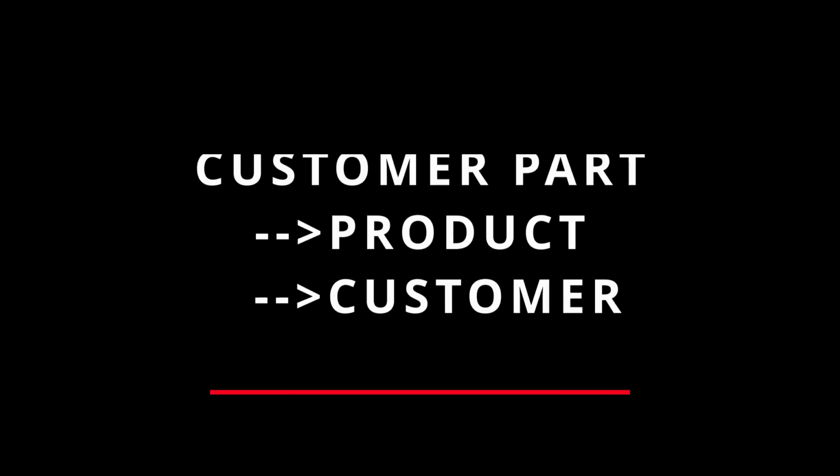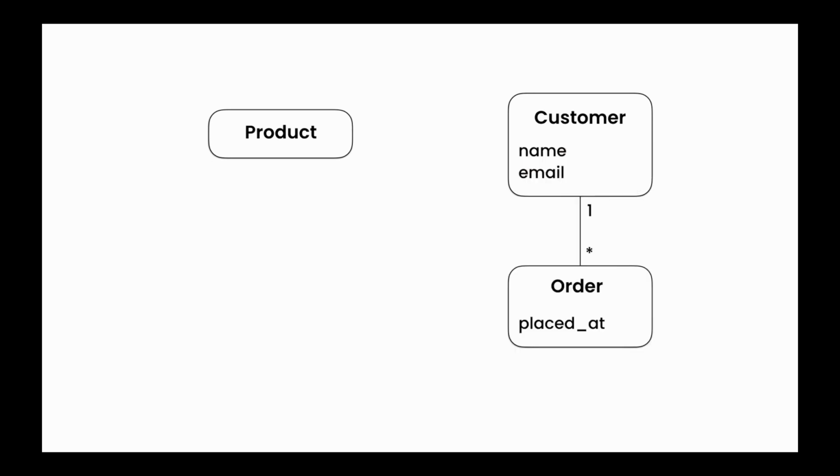Now coming to the customer part, we can have a product, we can have a customer. A customer entity can have name, email, username or password. For simplicity, I'm keeping just name and email. Second thing is that there is another entity called order, and the attribute of order will be placed at, because we want to know at which place or which time it has been placed. So we have kept an attribute as placed at.